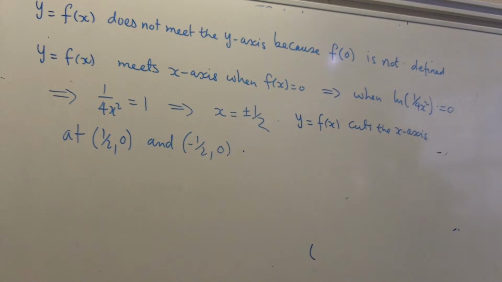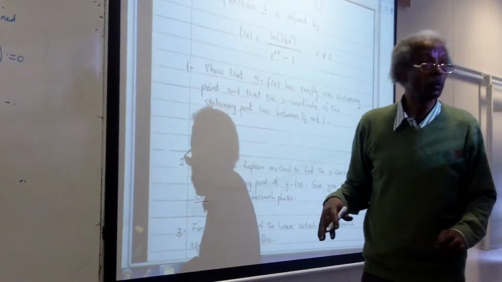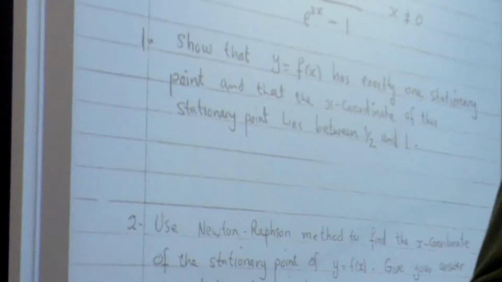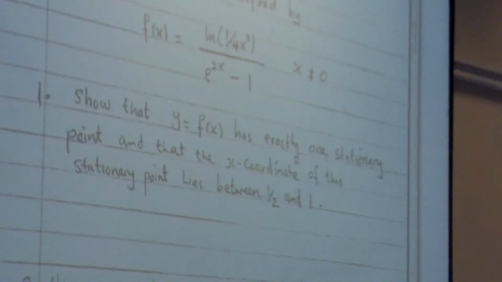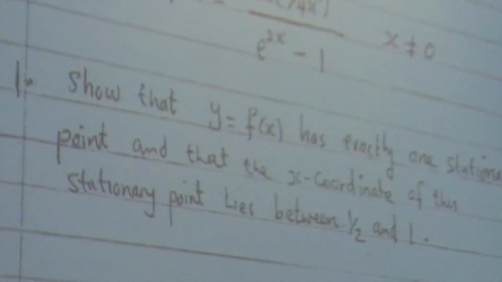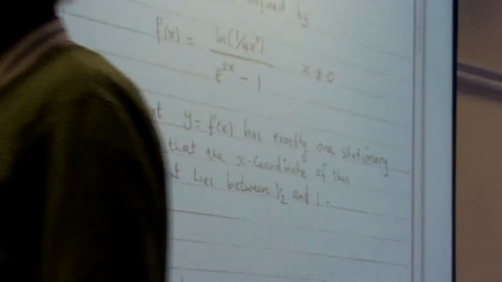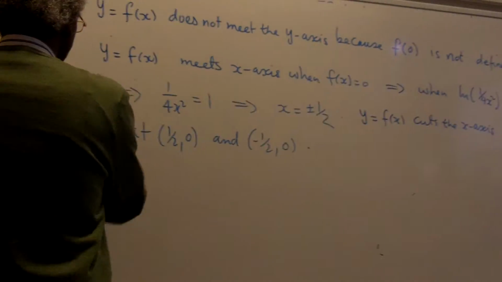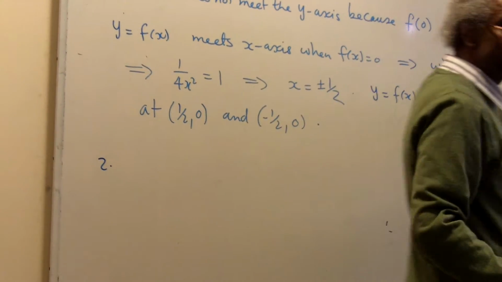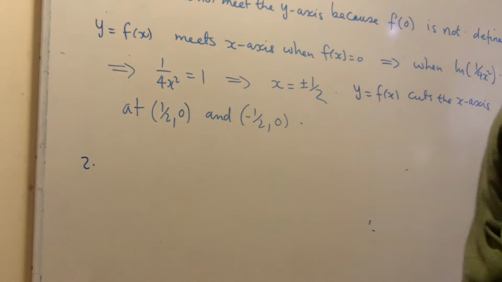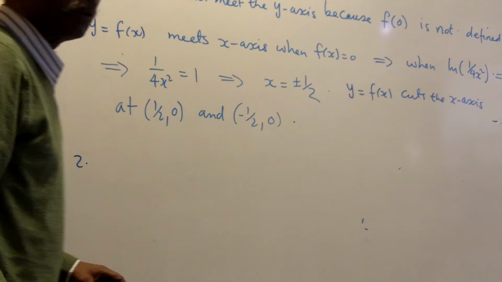The second point shows that f(x) has exactly one stationary point, and that this point lies between a half and 1. So this is the first bit. This is going to be the second bit. It says here 1, but it's actually 2.